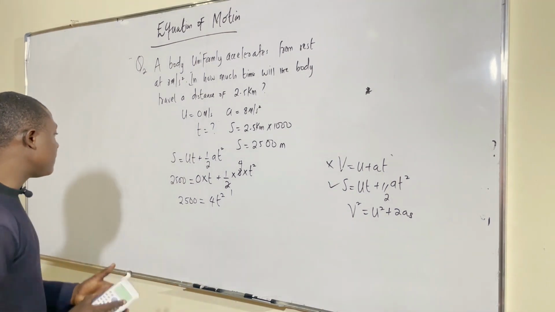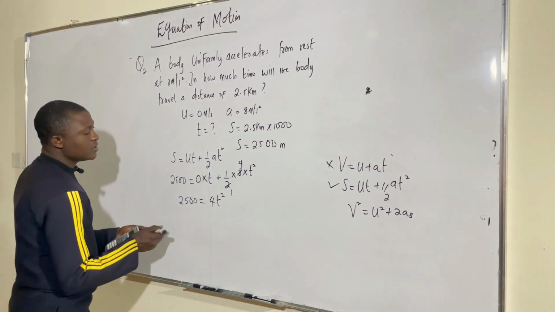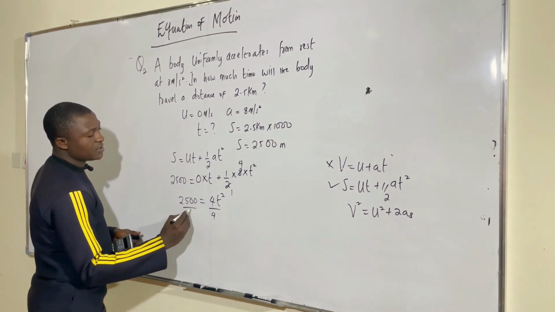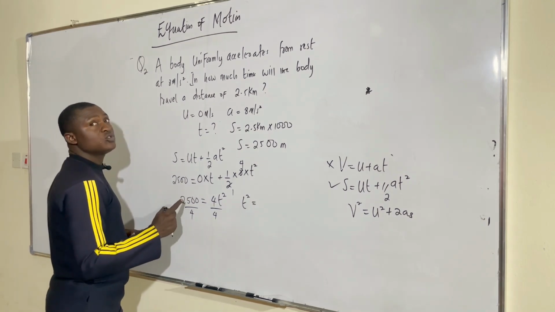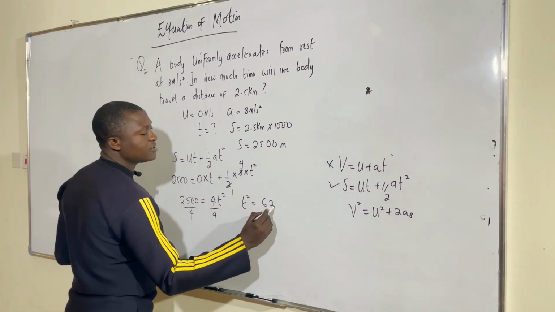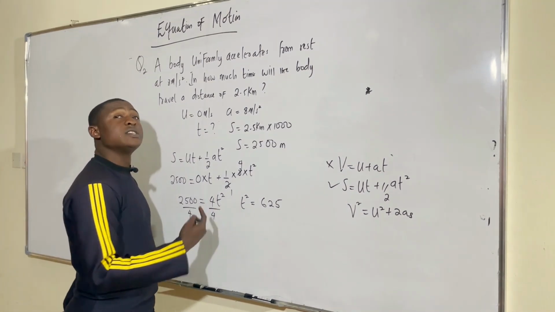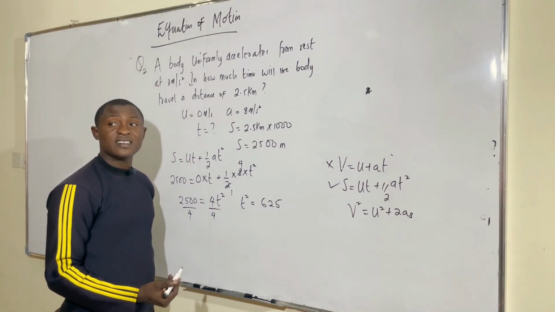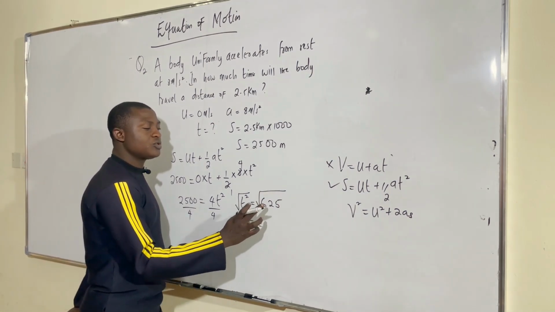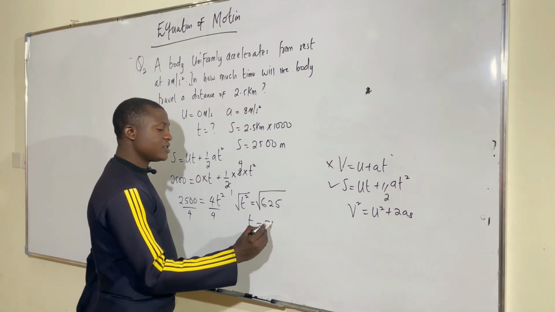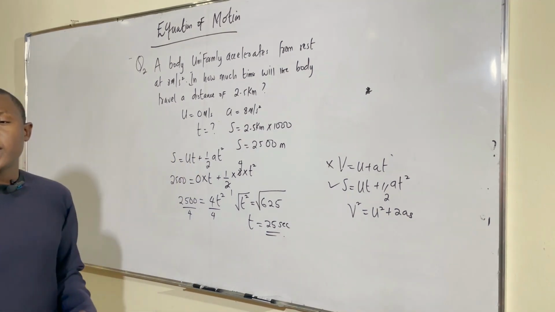Since I'm looking for t, I can make t the subject of the formula. Divide both sides by 4, so t squared is equal to 2,500 divided by 4, which is 625. What we have here is a square, and the only thing that can cancel a square is the square root. If I take the square root of both sides, t is equal to the square root of 625, which gives us 25. So that means our time is equal to 25 seconds.